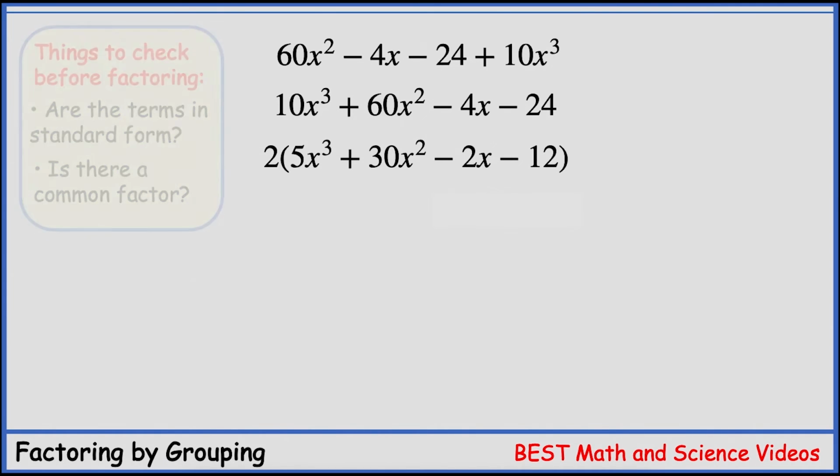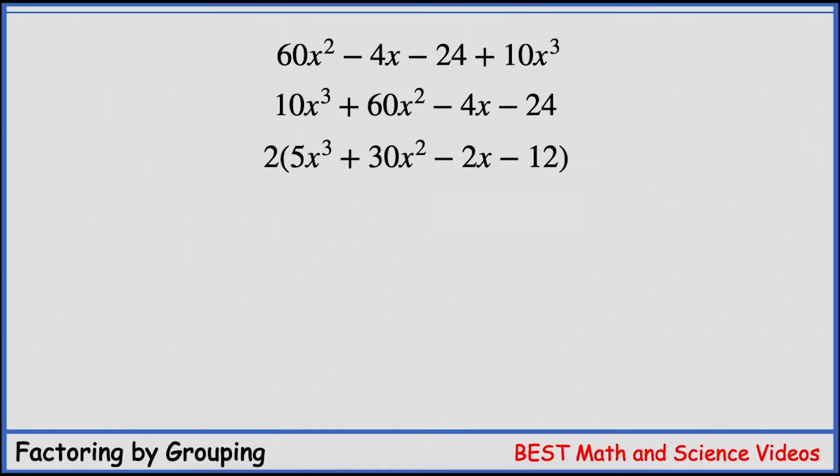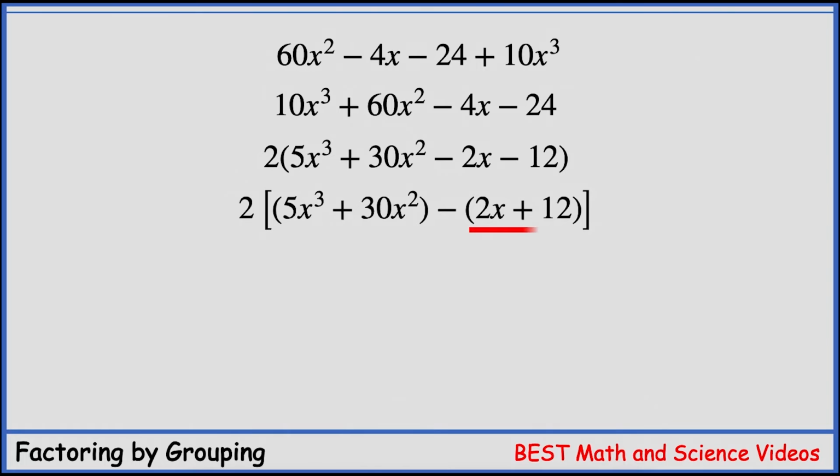Now we can follow the normal steps for factoring. Group the first two terms and group the second two terms. Look at the second group. Notice the negative sign before the parentheses. When we grouped these terms, we had to change the sign of both terms inside the parentheses. So the negative sign before 12 is changed to a plus sign. Always be careful about the signs.